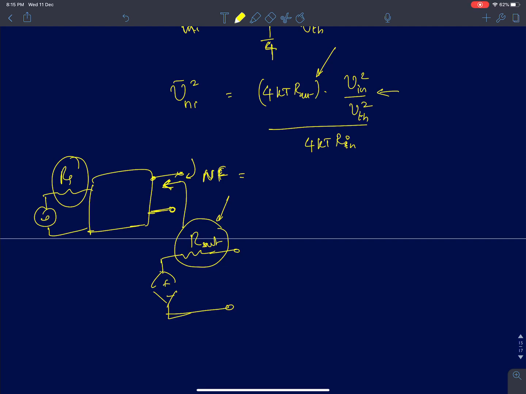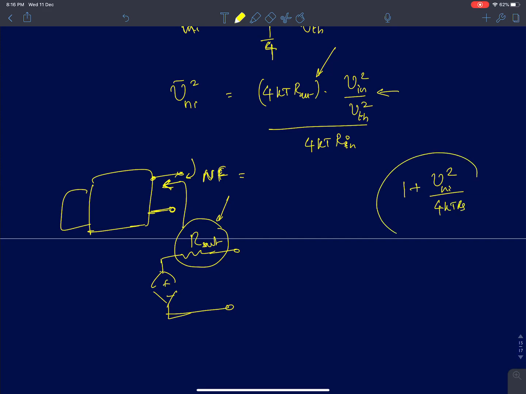Okay, I don't have to do 1. When will I do 1? I'll do 1 when I ignore RS and feed 0 as an input to this and then find the noise. In that case, I'll have to add 1 plus the noise VNI square upon 4 kT RS. That's the case when you're making RS noiseless. But this is not the case here.